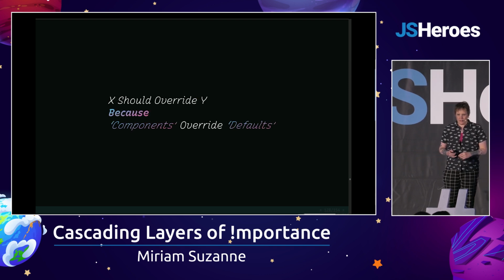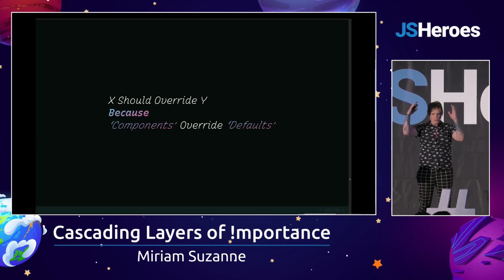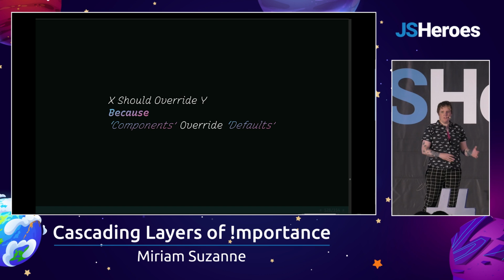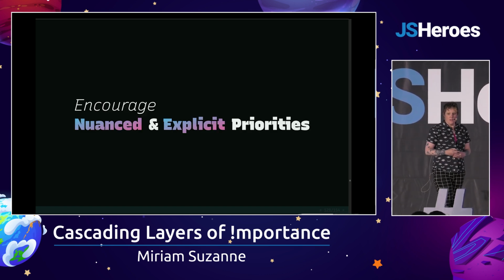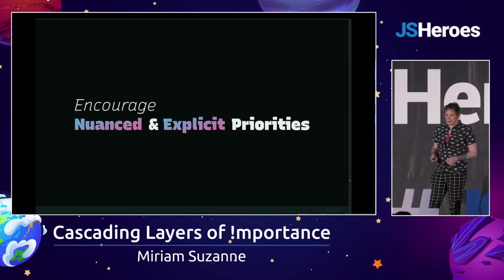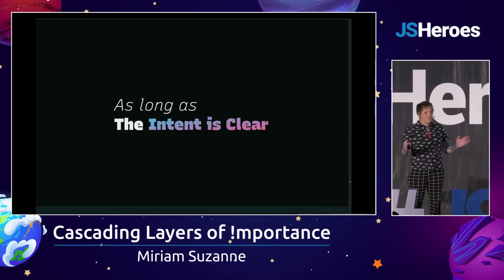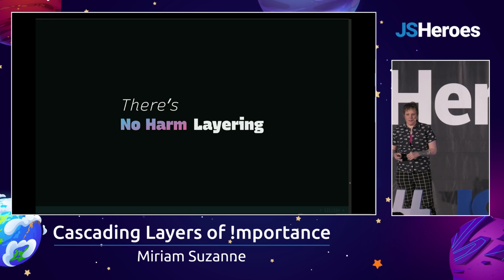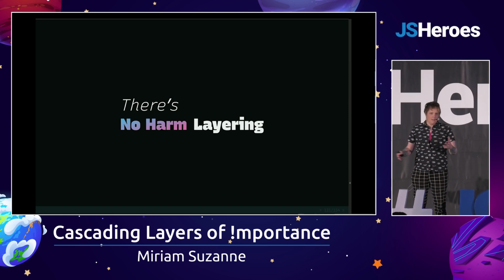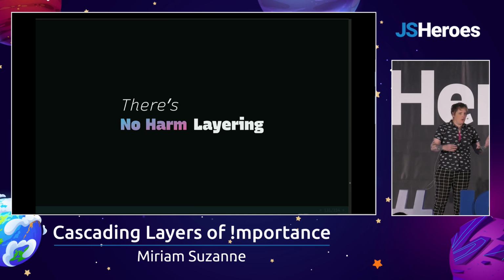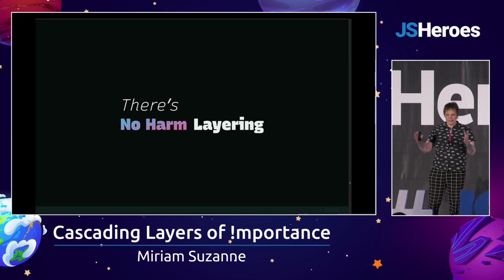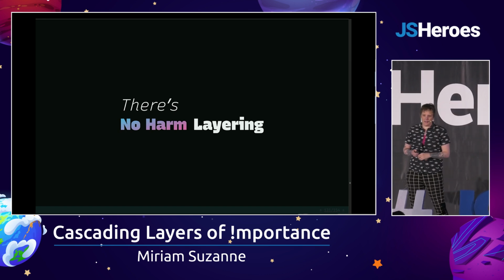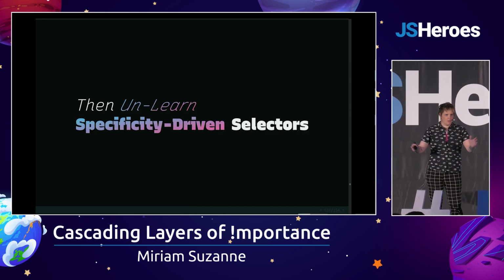In fact, layers are less important. But X should override Y because components override defaults. That's why. Here it is in the code. And we're trying to encourage nuanced and explicit priorities. As long as the intent is clear, there's no harm layering. This is not something where it's going to add to your performance issues, and you're not getting into specificity wars where it just keeps going up and up, if you're careful about how you architect this. There's no harm putting things in more layers.